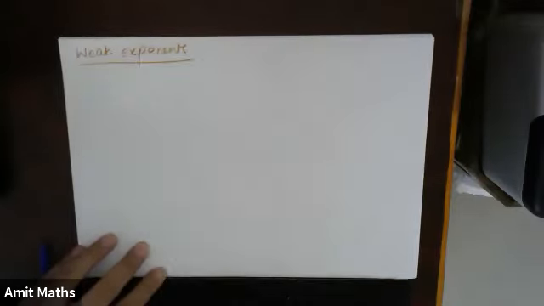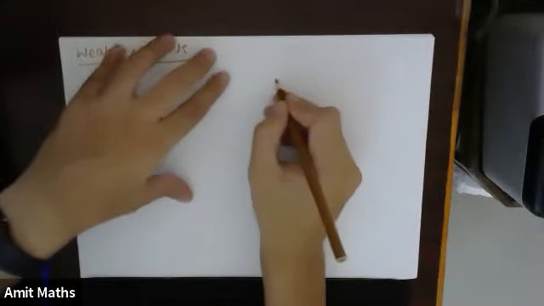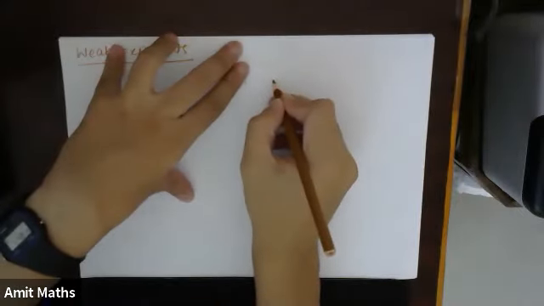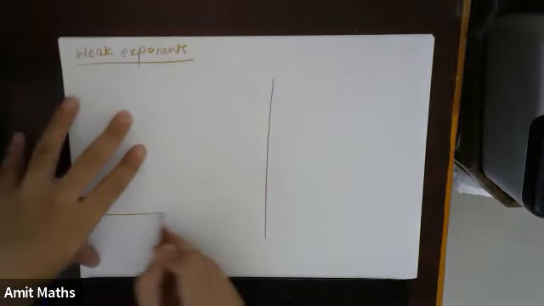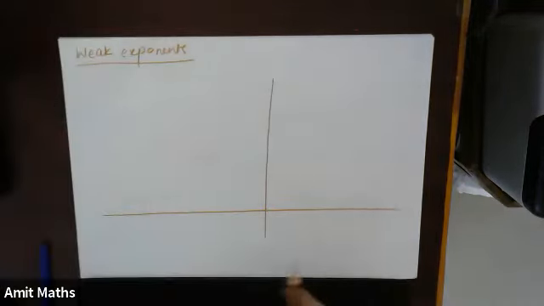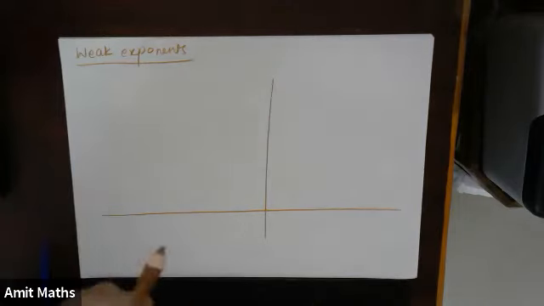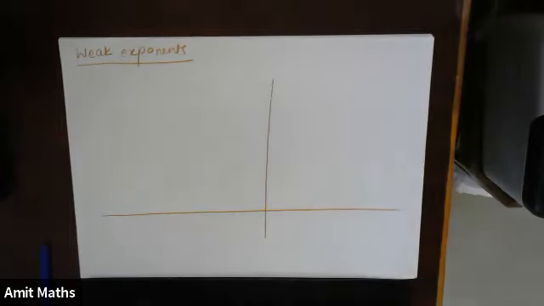So for weak exponents, again what I'll do, a graph for -2 exponent we cannot draw, because for irrational values you do not know what the graph will look like. So that is why we will not draw the graph of -2 to the power x. Okay, we cannot draw the graph of -2 to the power x.